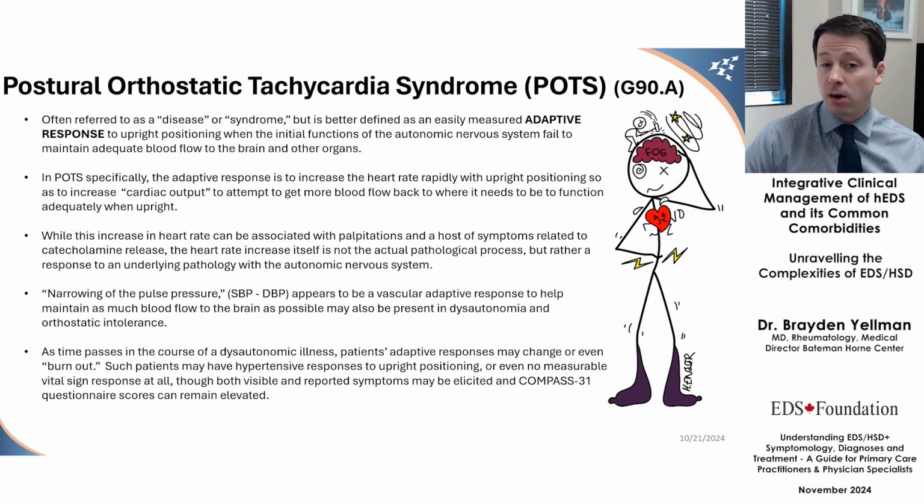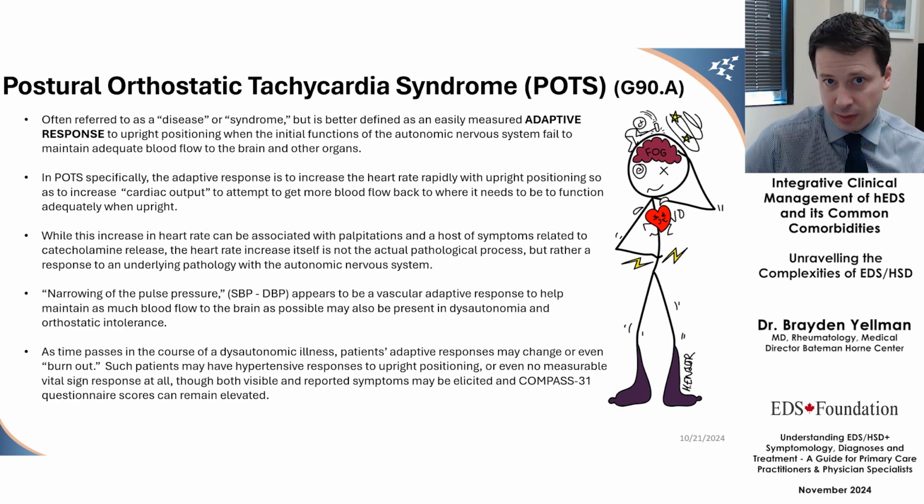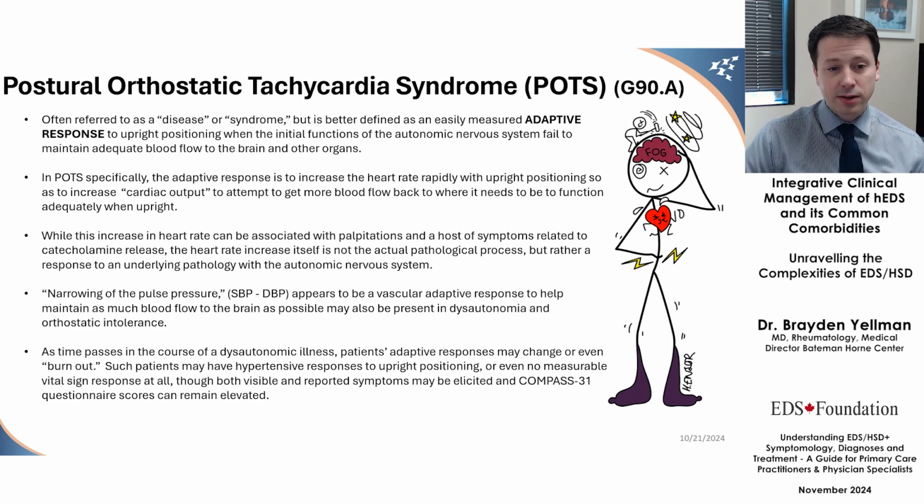While this increase in heart rate can be associated with palpitations and a host of symptoms related to catecholamine release, which gets that heart rate up, the heart rate increase itself is not the actual pathological process, right? This is the response to the underlying pathology that is happening in the autonomic nervous system. The same is true with narrowing of the pulse pressure. It appears to be a vascular adaptive response to help maintain as much blood flow to the brain as possible when you have dysautonomia and orthostatic intolerance.